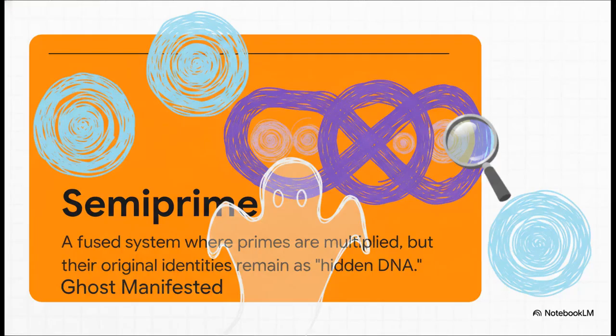So, when you multiply two primes together, you get a semi-prime. Simple enough. But in this framework, it's way more than that. It's called a ghost-manifested system. The two original primes kind of fuse their energies, but, and this is the important part, they don't disappear. Their identities stick around like this hidden DNA, encoding all their properties into the new, bigger structure.